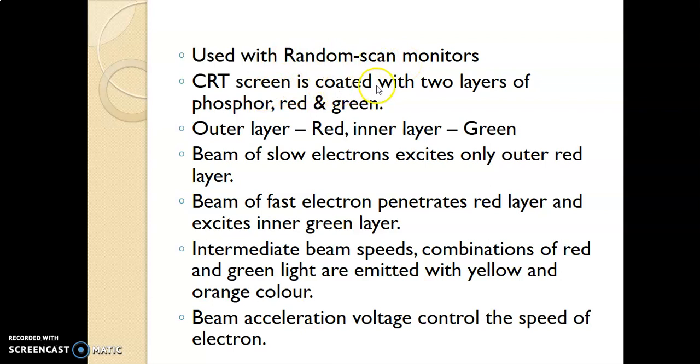Here the screen is coated with two layers of phosphors, red and green. The outer layer is the red layer and the inner layer is the green layer. A beam of slow electrons excites only the outer red layer, whereas a beam of fast electrons penetrates the red layer and excites the green layer. Intermediate speeds of the beam produce combinations of red and green light, giving colors like yellow and orange. Beam acceleration voltage controls the speed of the electrons.